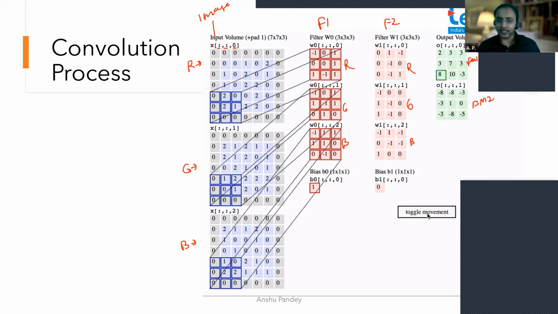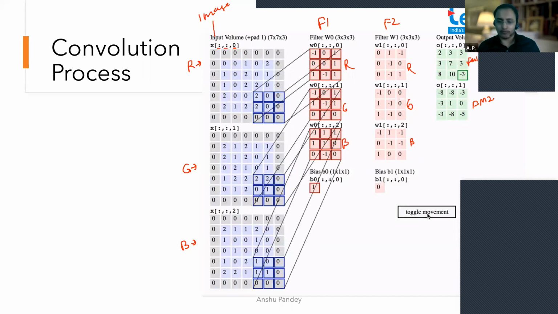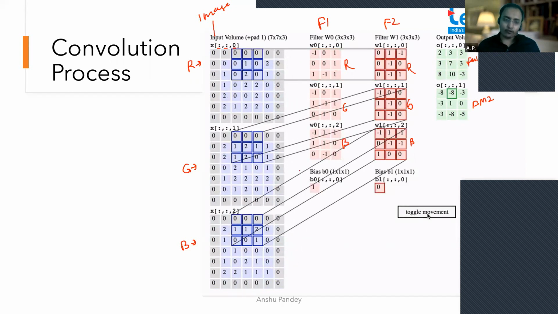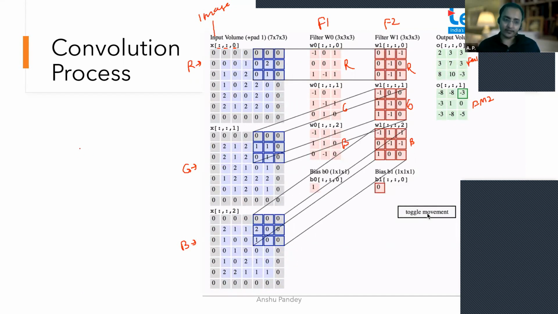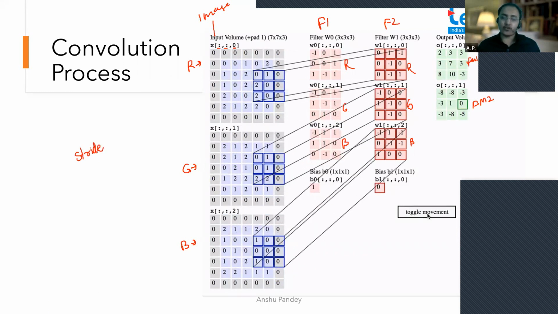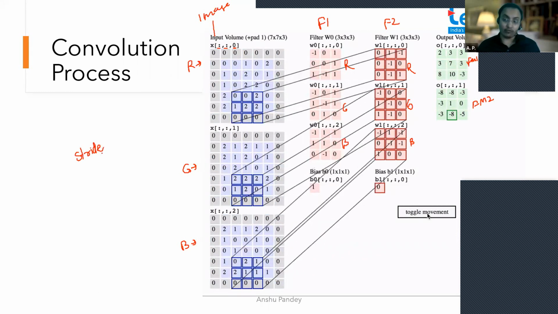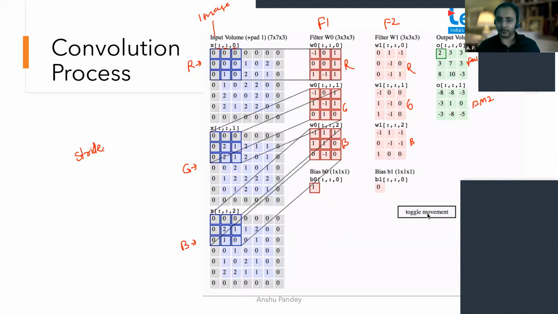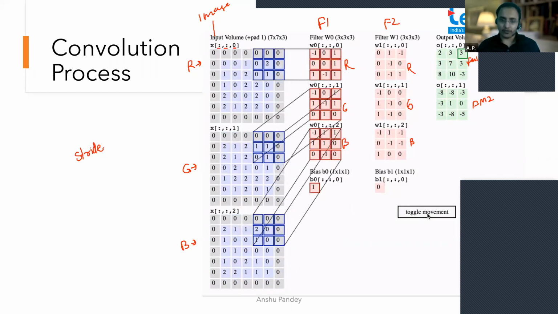And in this case, you can see that the filter is skipping 2 rows and 2 columns, right? This skipping of 2 rows and 2 columns is what we call strides. So we can also control the stride, as in stride equals 1 or stride equals 2, like that. That can also be controlled.